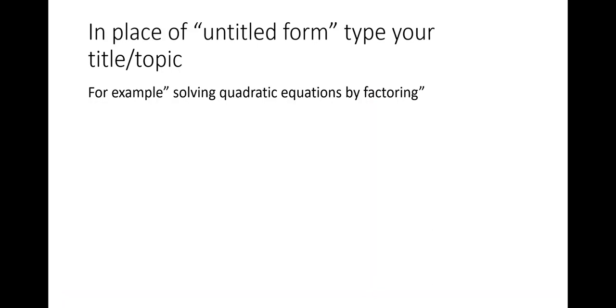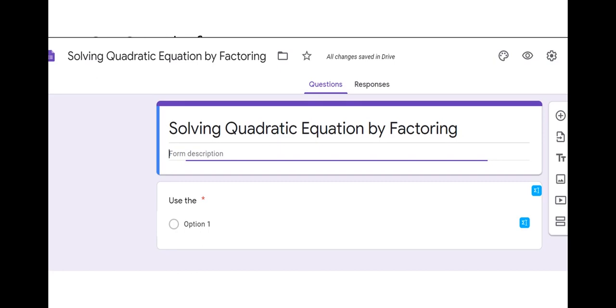In place of Untitled form, type your title or topic, for example, solving quadratic equations by factoring. After you type the title, your form should look like this. For me, my title was solving quadratic equations by factoring. So you see two places have changed.